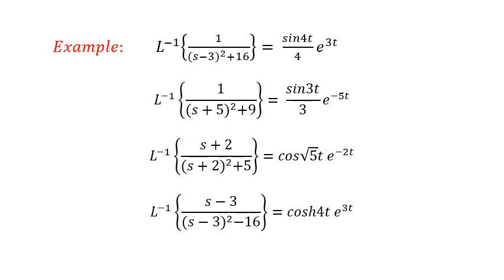And the last one, L inverse of s minus 3 by s minus 3 square minus 16. The formula resembles s by s square minus 4 square, and that is hyperbolic cosh 4t. And corresponding to s minus 3, apply the inverse shifting, you will get e raised to 3t.